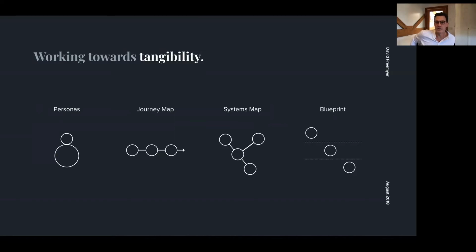Personas, I'm sure you use a lot; journey maps; system maps; and maybe you've come across blueprints here and there. Again, I would suggest Googling any of these if you want more of the practical, how do you blueprint a service? But what I'll talk about is how they show up in making design decisions.